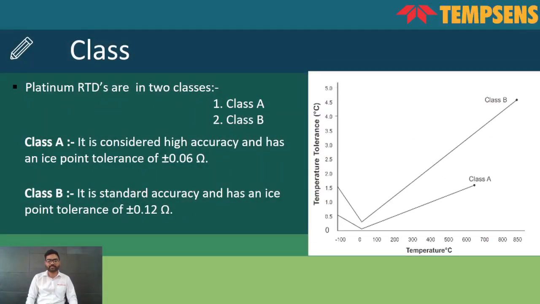RTD is categorized in two types on the basis of their accuracy, Class A and Class B. Class A is considered high accuracy and has an ice point tolerance of plus minus 0.06 ohm. Class B is standard accuracy and has an ice point tolerance of plus minus 0.12 ohm.